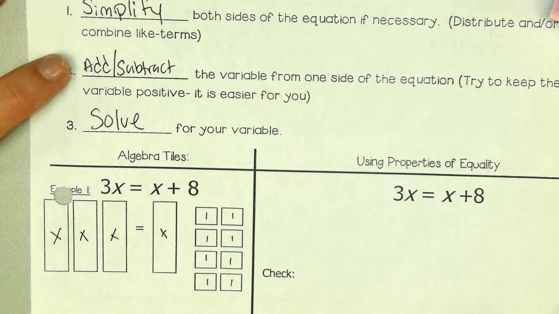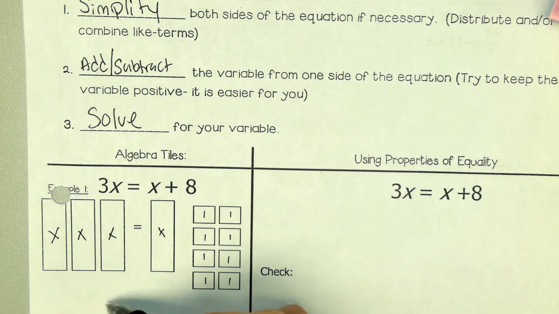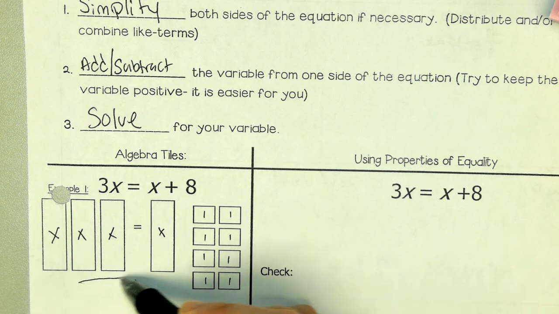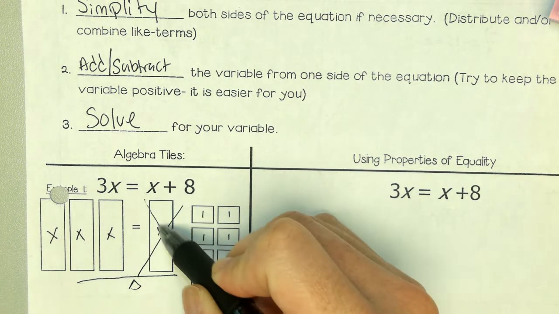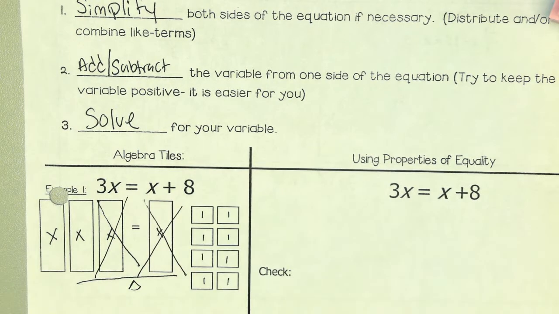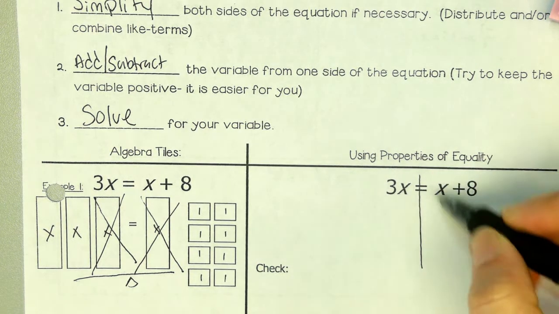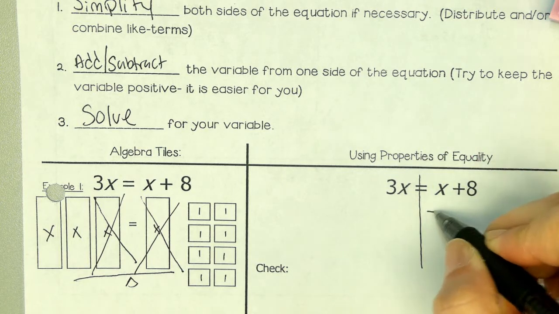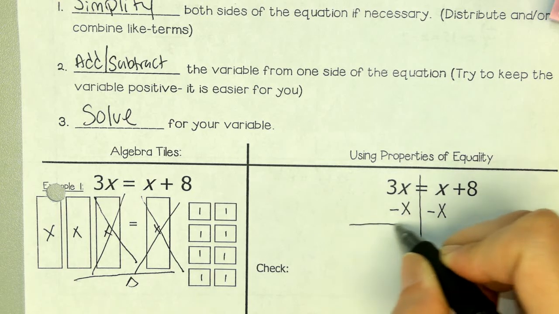So our second step would be to add or subtract the variable. So if you think of this as like a little balance scale and you want to keep everything equal, if you remove an x from one side and you remove an x from the other side, you're taking the same thing away both times, so your equation will stay balanced. If you're doing it with numbers and letters, we just subtracted an x from each side.